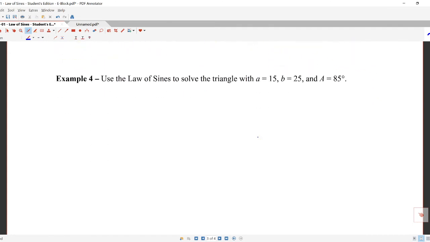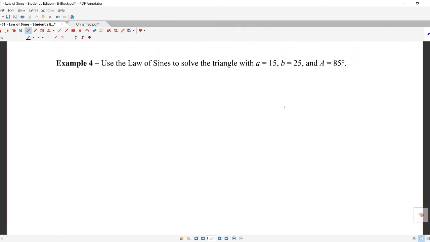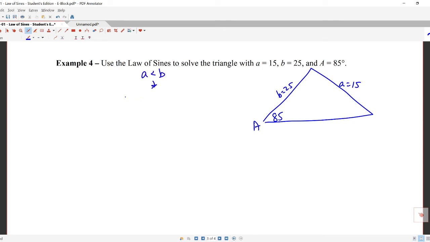All right, let's move on to the next example. Again, just sketching real quick just to get an idea and then get a placement of everything. So A is 85, b is 25, and a is 15. Because a is less than b, I'm immediately going to find H, which is this corner, so it's b times the sine of A. So it's 25 times the sine of 85, and that comes out to be 24.9.